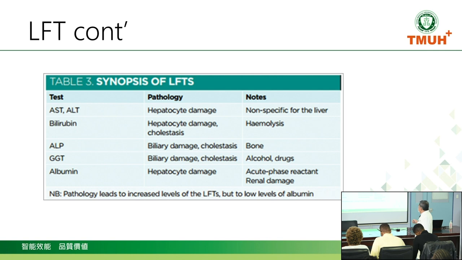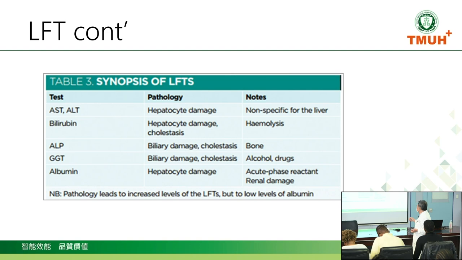AST, ALT indicate hepatocyte damage. Usually in a liver function test, every test has a little high. So you must ask, what is significant? ALT, AST might be a little high, but significant is two times the upper limit or more.